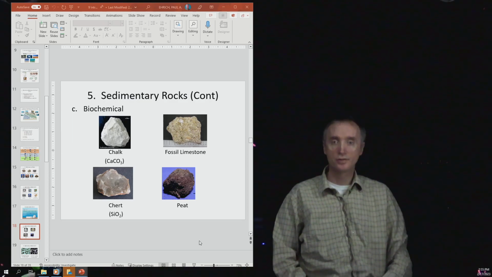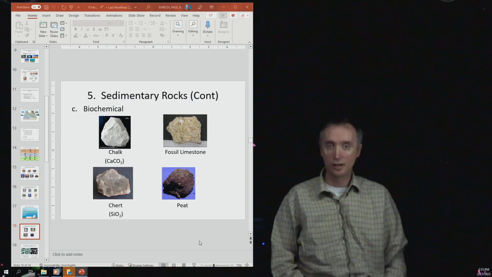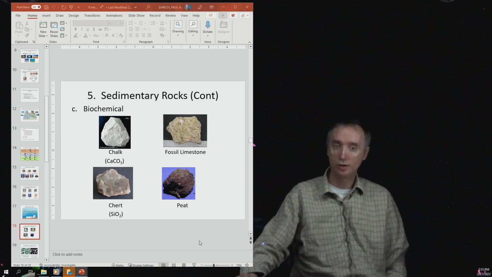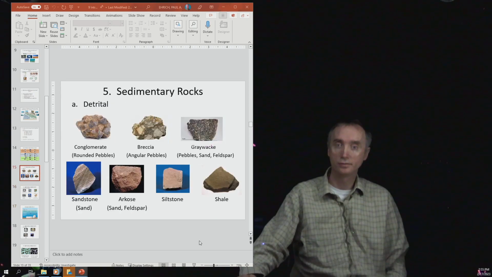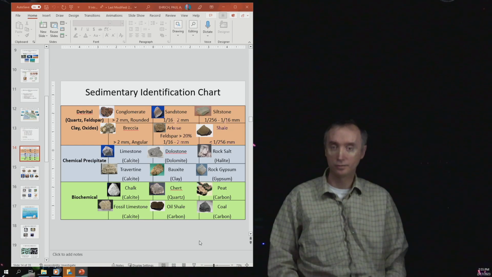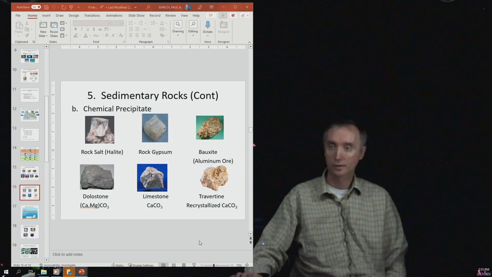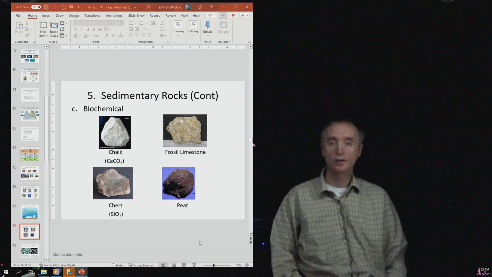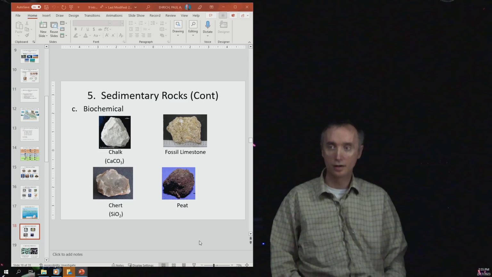Okay, I'm back, and so now we want to talk about the third class of sedimentary rocks, and these are going to be the biochemical sedimentary rocks. So if we go back to our master sheet here, you'll see that now we're talking about the ones that are in green. And so what are some different kinds of biochemical rocks?